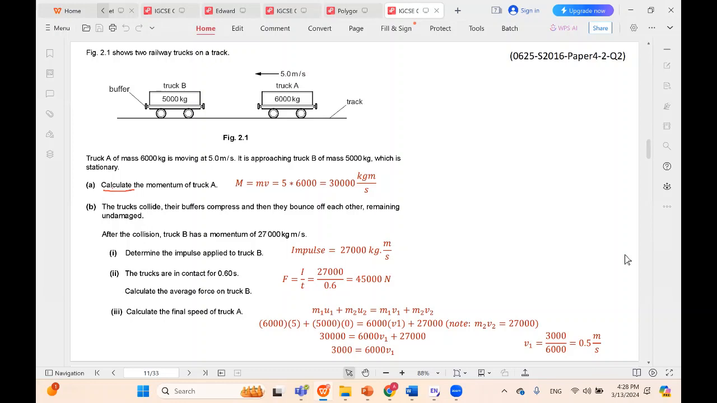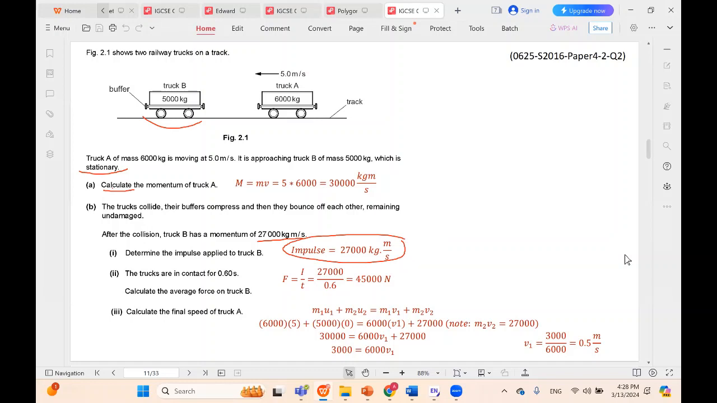So B was initially at rest. B is stationary, which means it's at rest. So the initial momentum of B is 0. And then the final momentum is 27,000. So what's the impulse? It's the change in momentum. So it's equal to 27,000 as well.